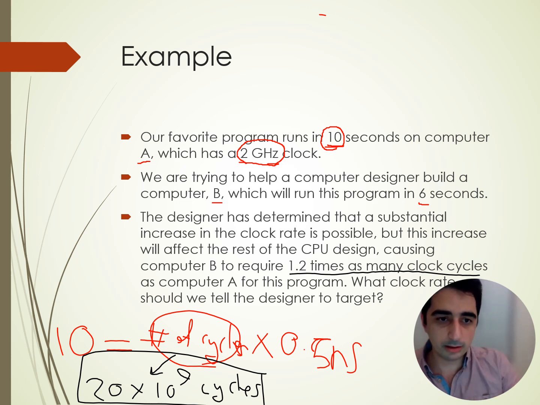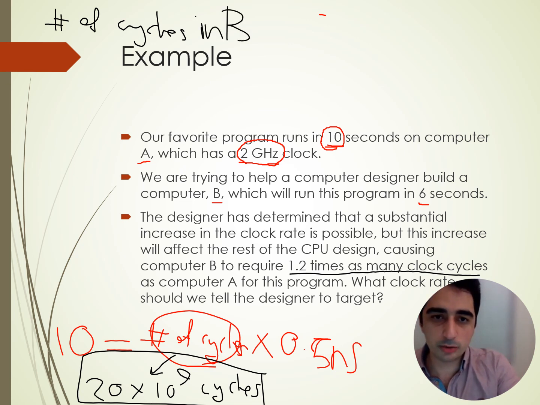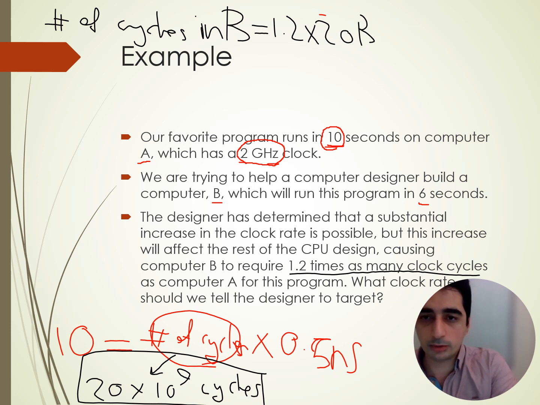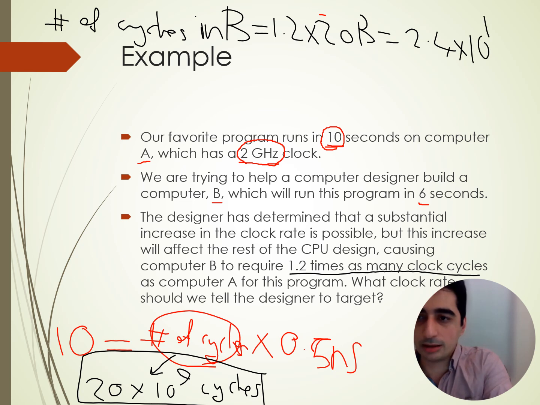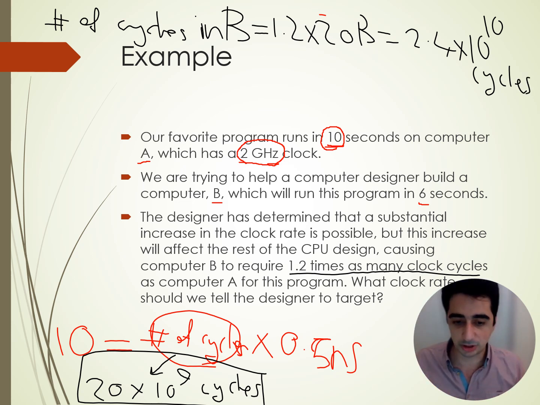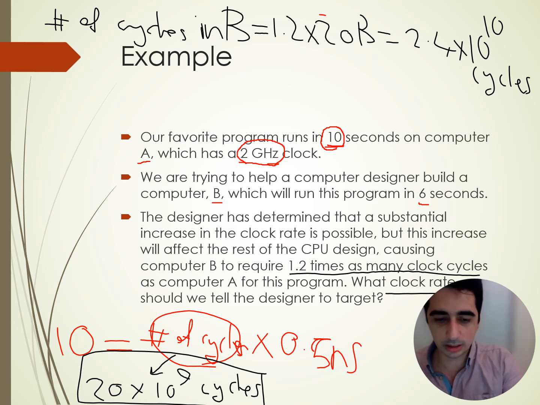So all I need to say is the number of cycles that I need in computer B is going to be equal to 1.2 times 20 billion, which is going to be 2.4 times 10 to the power of 10 cycles, right? That's the calculation. And the question is, what clock rate should we tell the designer to target?